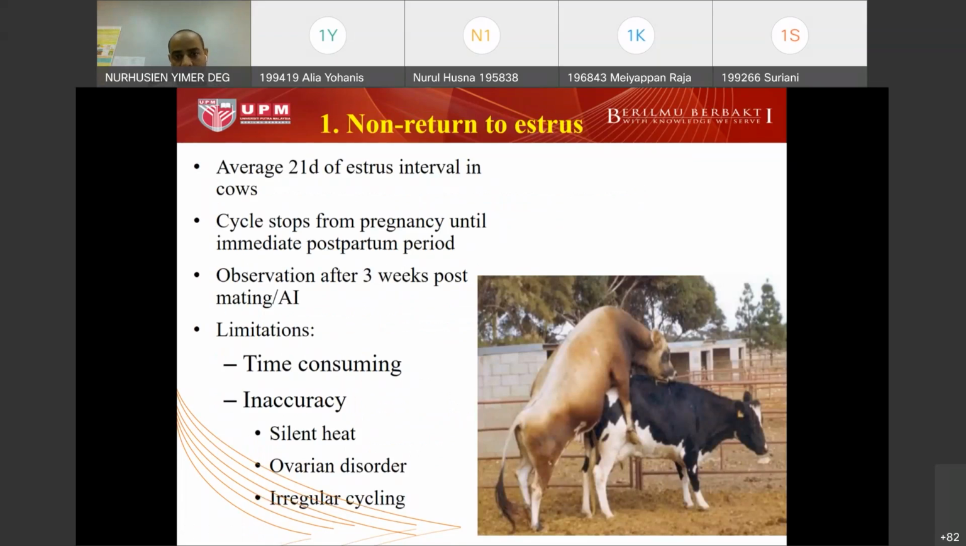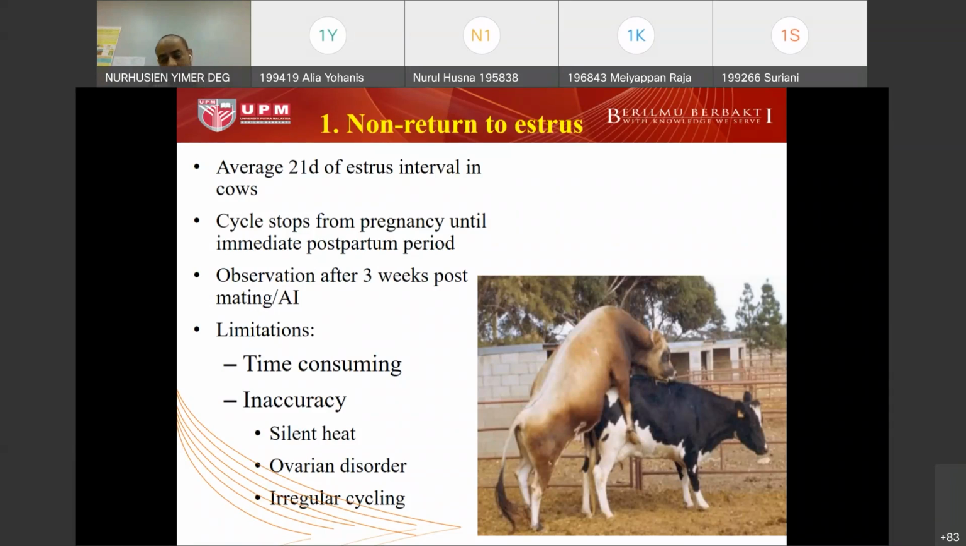So, non-return to estrus, all right? We all understand that, for example, for cattle, we have an average estrus cycle length of 21 days. This 21-day average cycle keeps repeating itself as long as the animal is open, or doesn't have pregnancy, all right? So what happens is, during pregnancy, after you inseminate or breed the cow, we expect that this cycle will be halted for a moment until the pregnancy finishes.